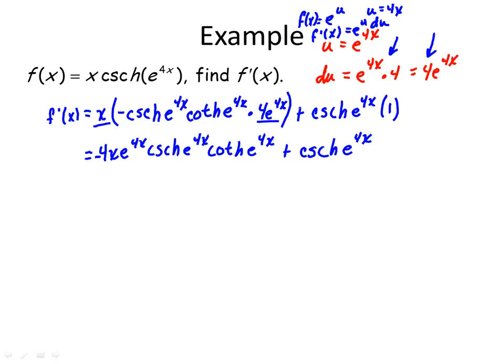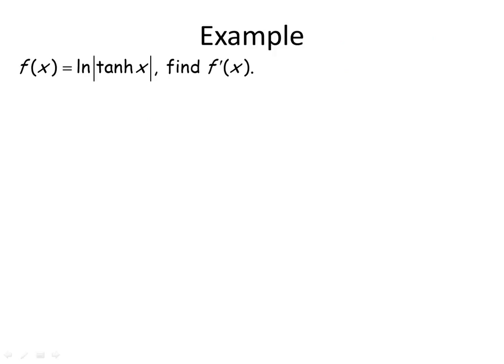Okay, let's try one last one. Here we have the natural log. Now listen to me, okay? If your function is the natural log of u, from Cal 1, what is the derivative of natural log of u? 1 over u. Very good. du, of course.